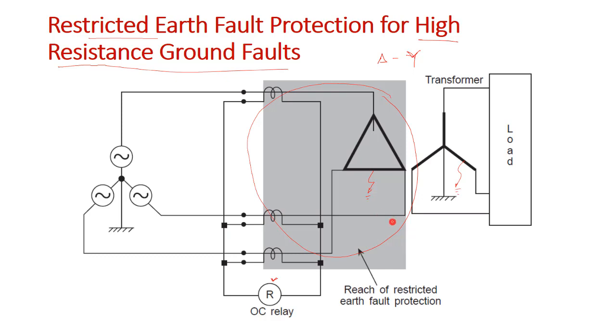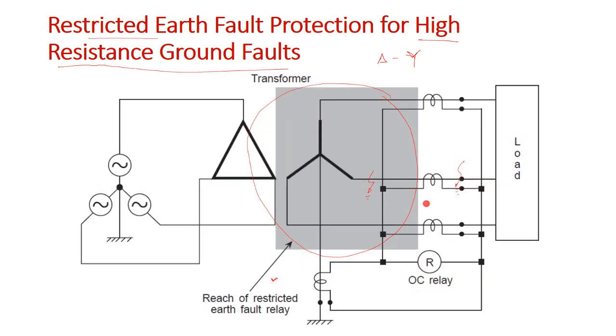Similarly, this kind of arrangement can be made for the star side, like we can see here. It will respond only to the winding to core fault at the star side, not to normal loading condition or any fault at the delta side. Already we have discussed this in detail in the last class, so no need to discuss more. You can revise that.